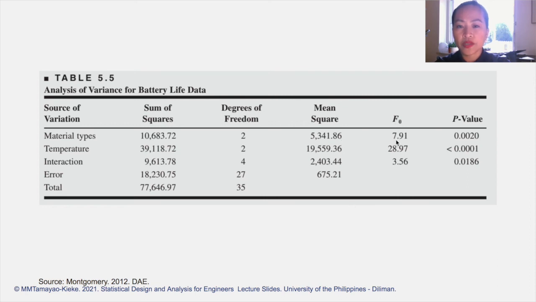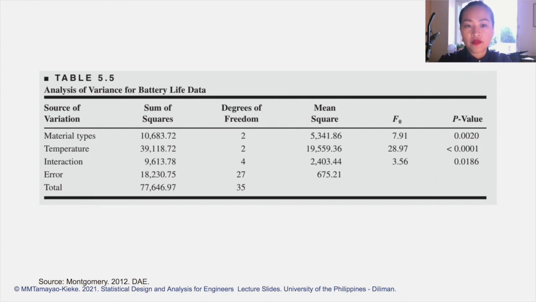And for F naught, this is basically the mean square for the source of variation divided by the mean square of error. So for material type, we divide 5,341.86 by 675.21 to get 7.91. And the corresponding p-value for this is 0.0020. For temperature, the p-value is less than 0.001, and for interaction, the p-value is 0.0186.